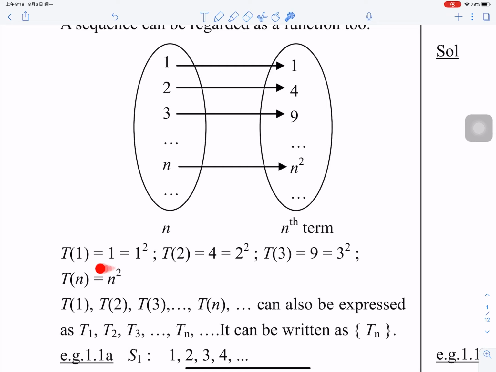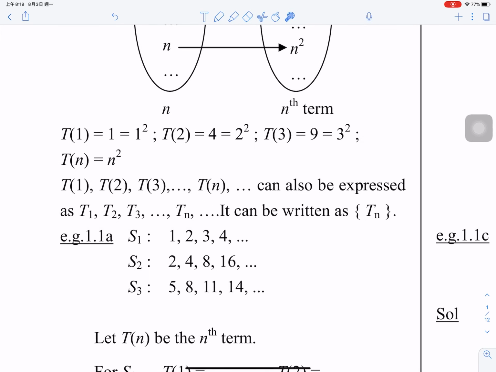This one is the general term. Do you remember general term? Yeah, general term, that means you can write it as a function. Now you know what a function means. So we can use the function for this term. So T1, T2, T3 up to Tn can also be expressed as T1, T2, T3. We write the number as a subscript, okay? We can write it as Tn in a bracket, that means in the brace here.